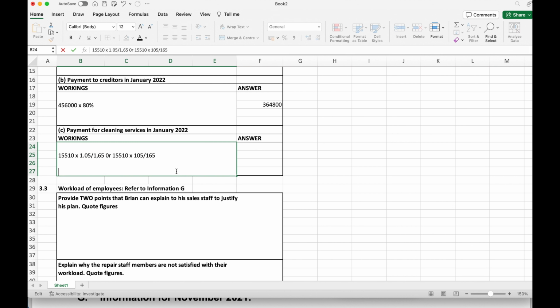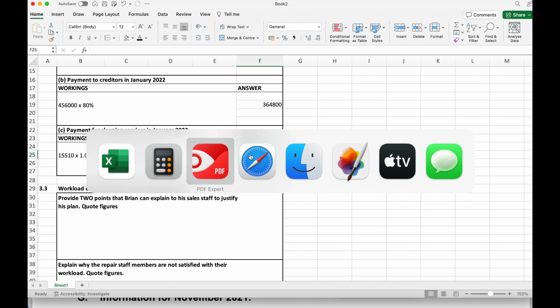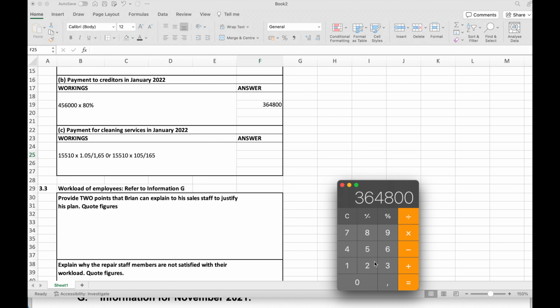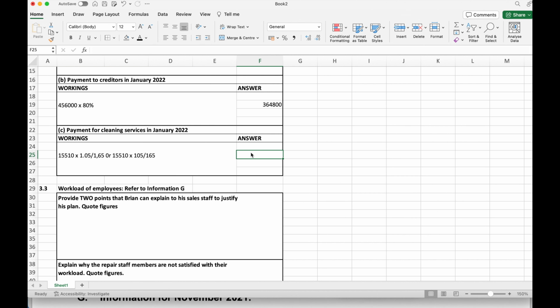Let's do that calculation. Use your calculator. When I use my calculator, it says 15,510 multiplied by 1,05, divided by 1,65. So you get 9,870. Either way, whatever calculation, it's how you calculate it.